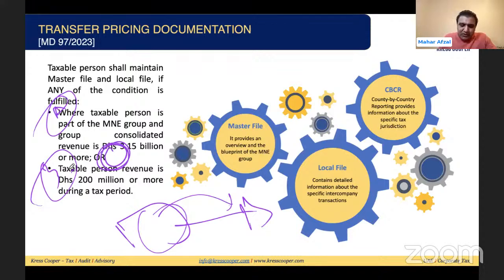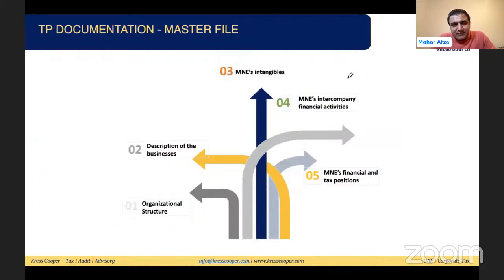In the master file, usually what is in the master file? This is the high-level overview of the business, the high level of the transaction. This is in detail of the transaction. CBCR is the country by country reporting. There are certain specific rules for the CBCR reporting as well. We'll be looking into this once. We'll be having a separate webinar on the transfer pricing documentation.